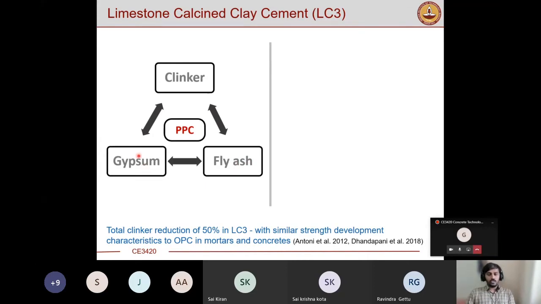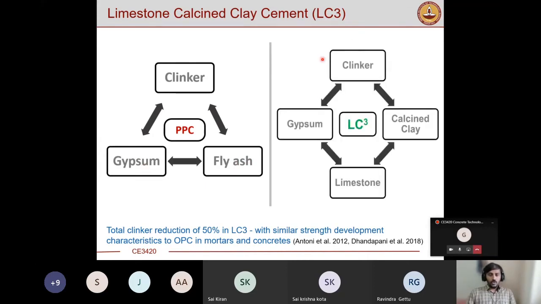So when you look at LC3, the composition is you have clinker, which is obviously the major component which is reacting and contributing to the property. Then you have calcined clay, which is a pozzolan per se, and we'll discuss more about clay and its pozzolanicity. And you have limestone. So you need to understand the difference here is instead of burning the limestone to produce clinker, you are adding the limestone directly into LC3. So in this way, we are able to get better utilization of the material, right?